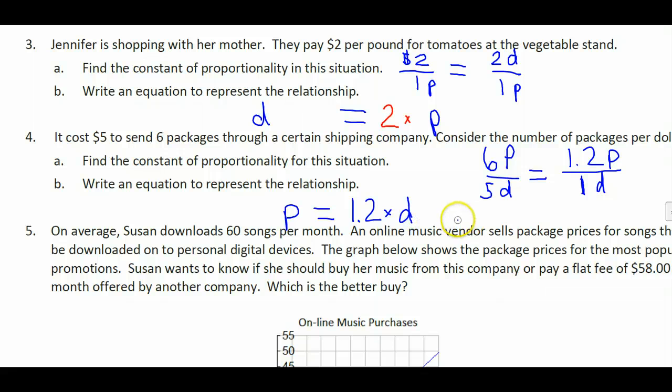So I can test that. Let's say I wanted to pay $5, I'd multiply that by 1.2 and get 6 packages. And that's exactly the relationship that I had in the problem. So I just tested my equation using the problem.